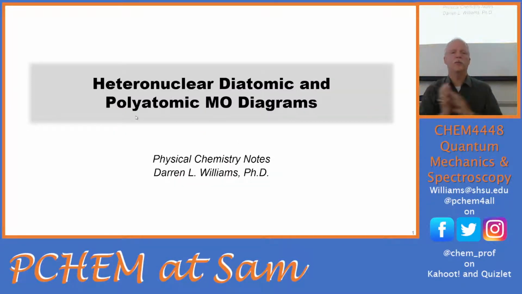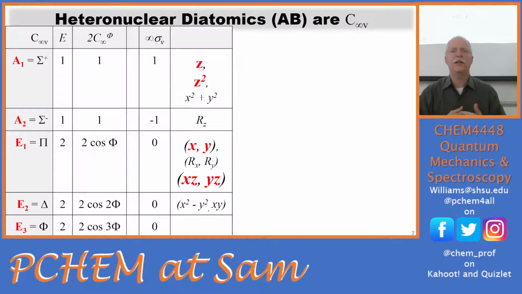Okay, and so we did homonuclear diatomics. Again, atoms on both sides are the same. Now we're going to look at heteronuclear diatomics, and we're going to get into polyatomic MO diagrams. So for heteronuclear diatomics, or ABs, it's diatomic, right? There's only two atoms, so it's AB molecules. They're all C infinity v. So all homonuclear diatomics are D infinity h. All heteronuclear diatomics are C infinity v.